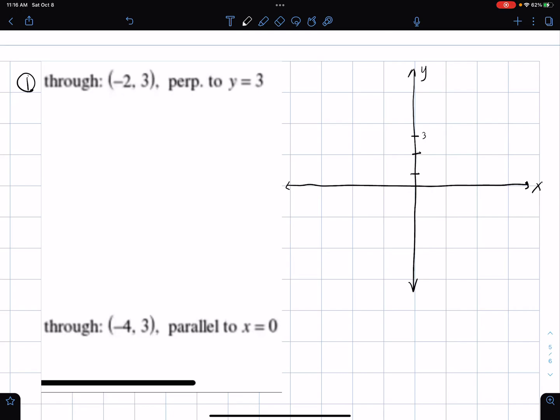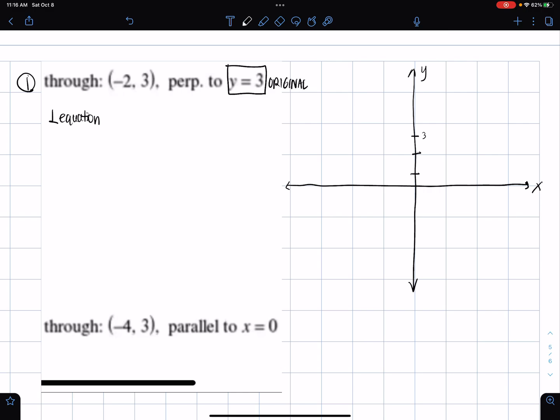So we need to find the perpendicular equation that goes through this point and is perpendicular to this original given equation. So this equation here is the original.